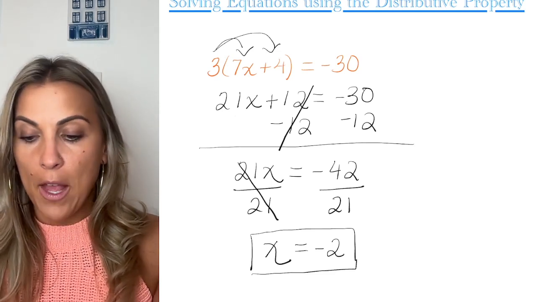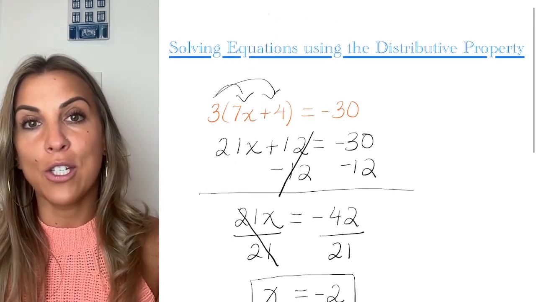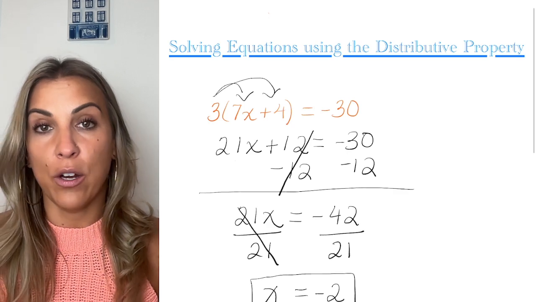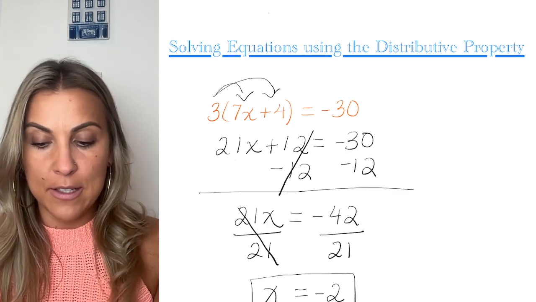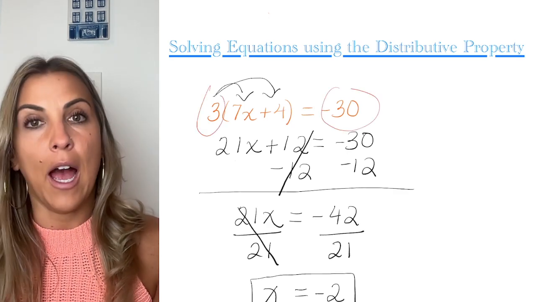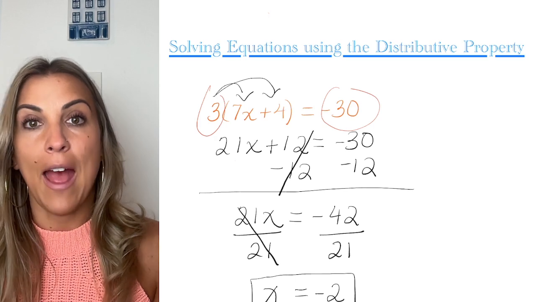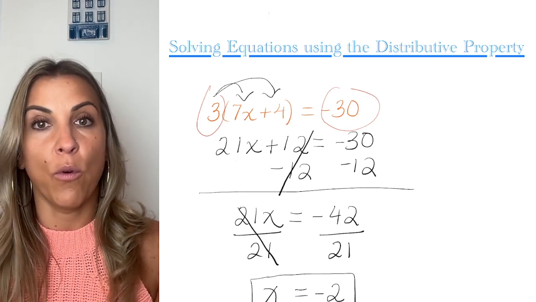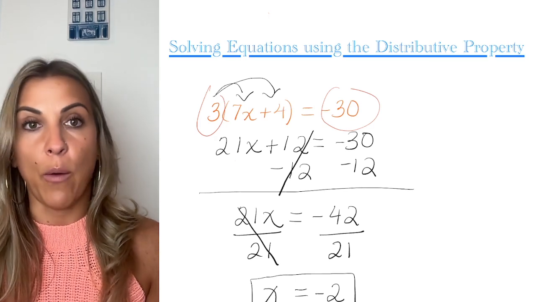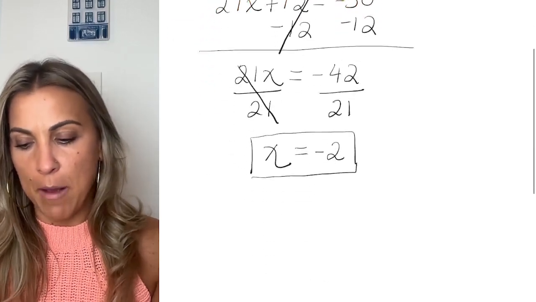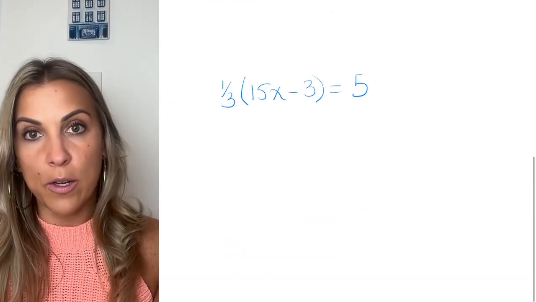Now, just so you know, you don't have to solve this equation by distributing. Another step we could have taken would have been to divide by 3 on both sides of this equation. And then we could have done 7x plus 4 equals negative 10 and solved that way. So there's always more than one way to solve things in math. All right, let's do one more example.